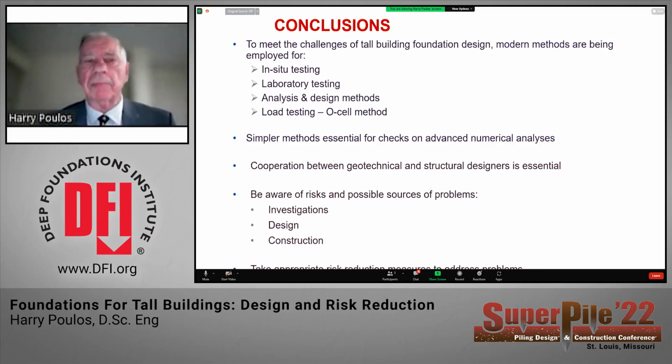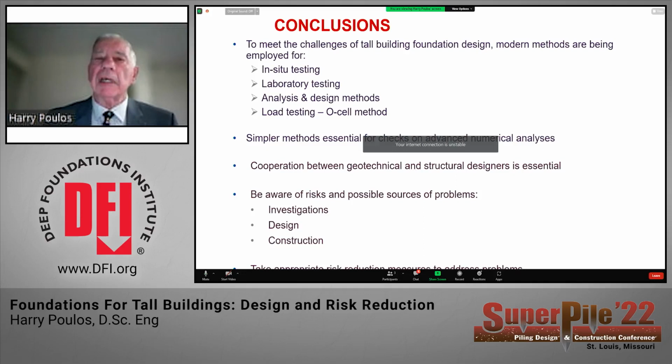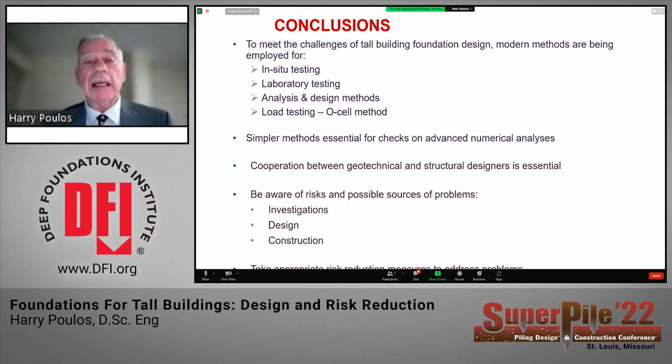So let me then just make some concluding remarks. I think that to meet the challenges of tall building foundation design, we're seeing that modern methods are being employed for in situ testing, laboratory testing, analysis and design methods, and load testing. And in particular, I think George Osterberg's development of the Osterberg cell test really gives us a new capability. With piles, it was pretty common that we could never really fully develop the end bearing because we couldn't get enough load into the system to do that. Now with the Osterberg cell method, we can.